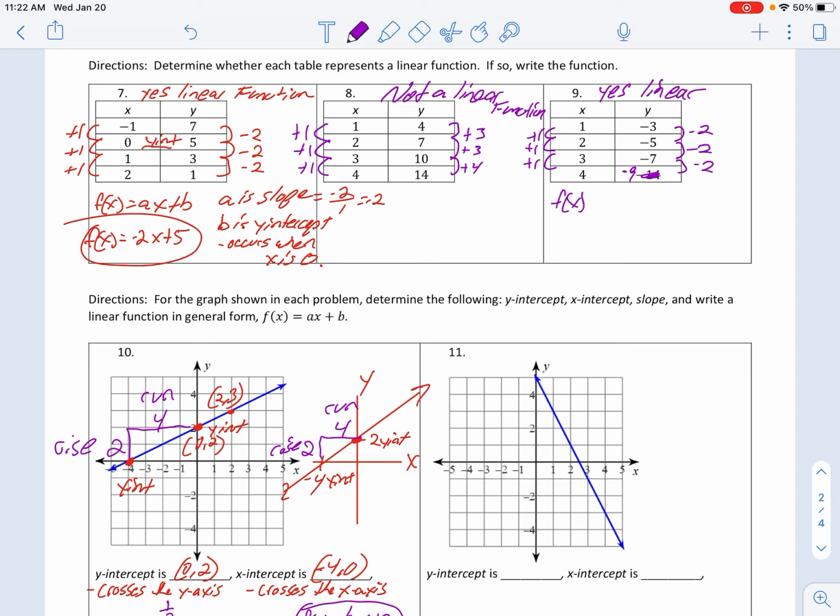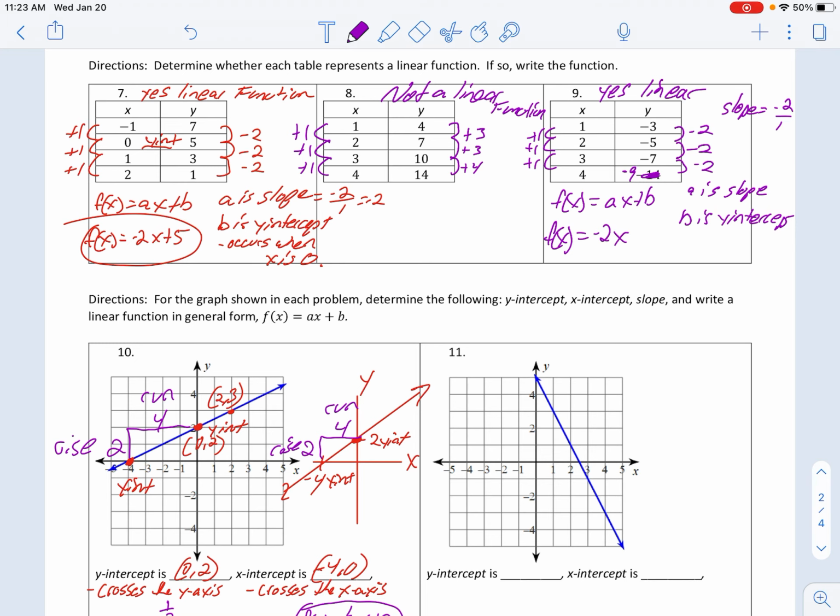Now, we want to go ahead and make our function. It says, if so, write the function. That's what we're going to do next. So we know our a and our b. One more time, our a is our slope, and b is the y-intercept. Now, the slope we just found, okay? We don't have to do any more work there. The slope, remember, is change in the y over change in the x. So -2 over 1, which is -2x.